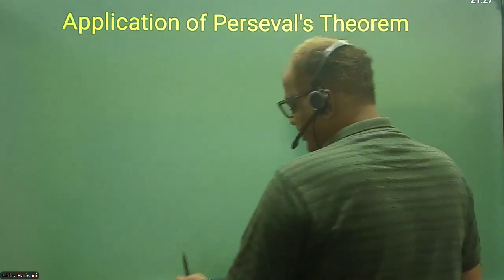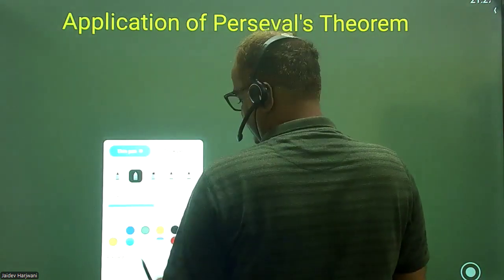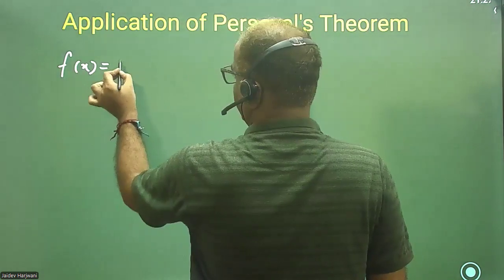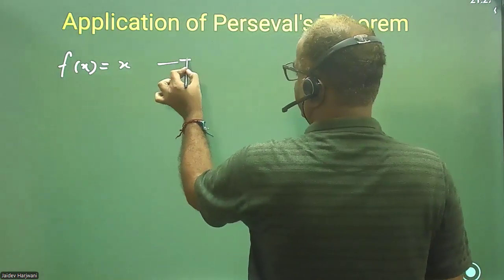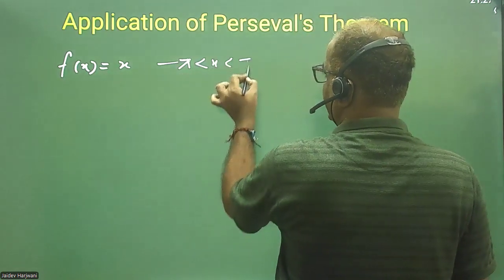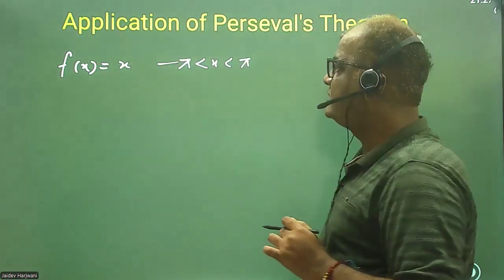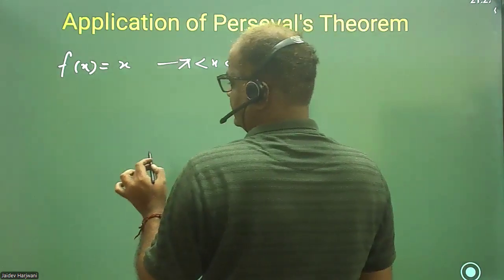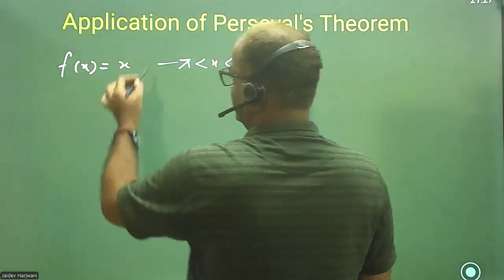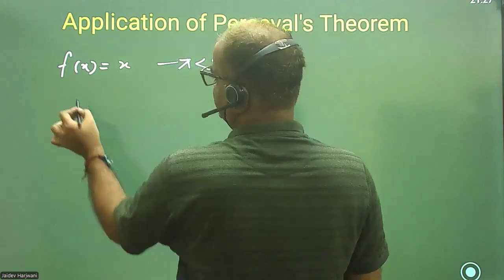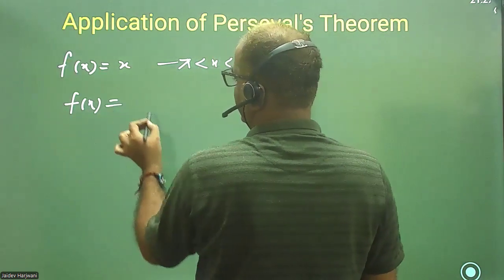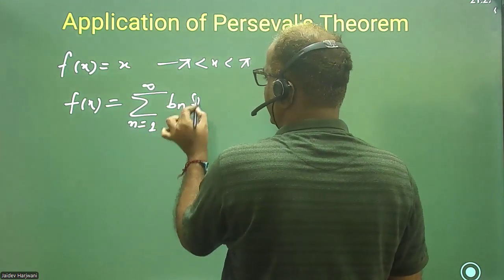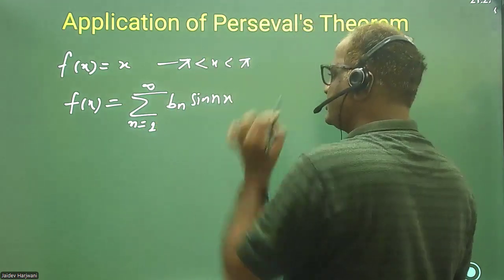Say I have a function. I'm taking a simple function, say f(x) equals x, defined in the interval minus pi to pi. Now I want to write the Fourier series of this function. So let us first write the Fourier series quickly. This is an odd function, so whenever the function is odd, your cosine terms will be zero. So your Fourier series for this function will be the summation n equals 1 to infinity of bn sin(nx), because the interval is 2 pi.